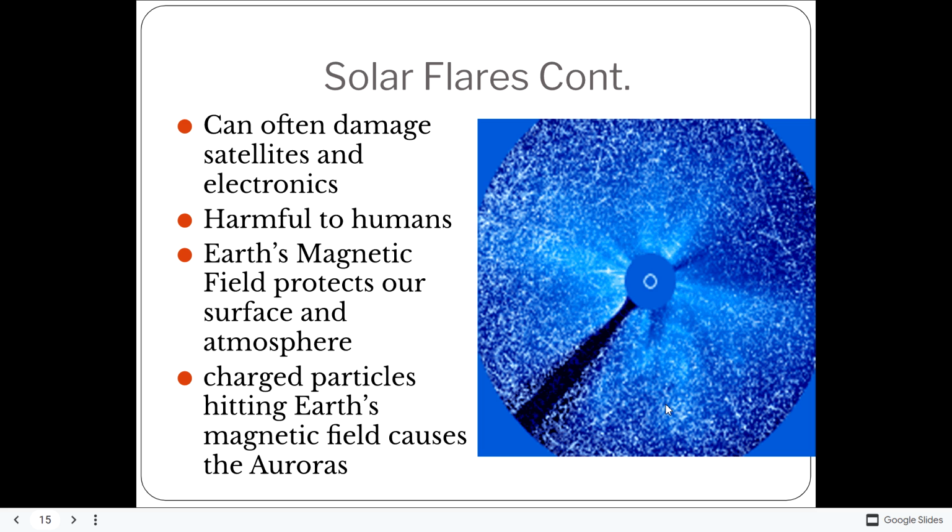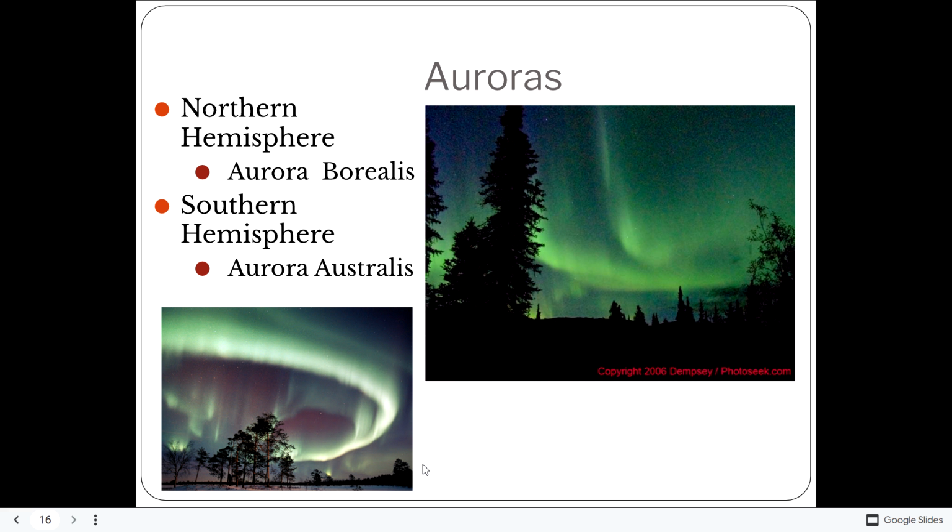They have very high heat and radiation, so if a solar flare were to get in through our atmosphere, it would be super bad for humans. Our magnetic field protects us from those solar flares reaching the surface. And then charged particles such as these solar winds, solar flares, hitting our magnetic field are what cause the auroras.